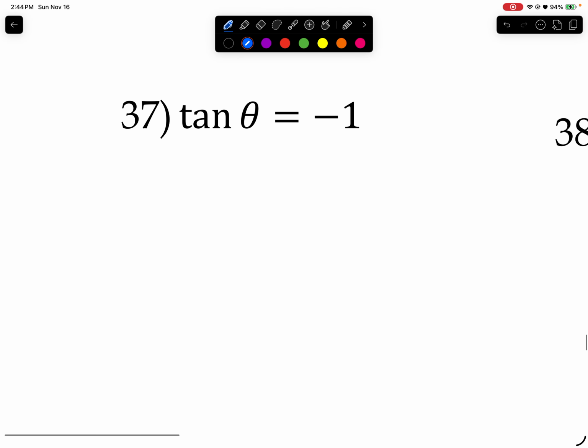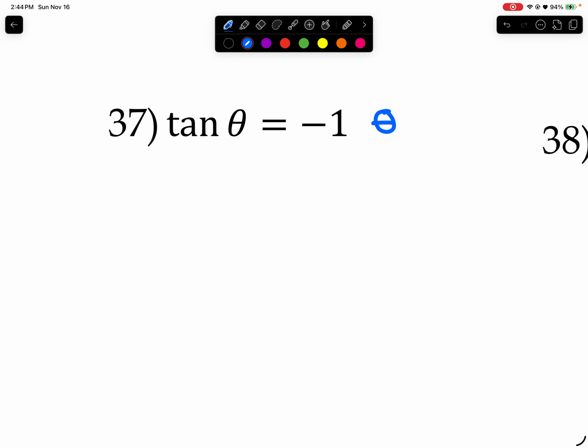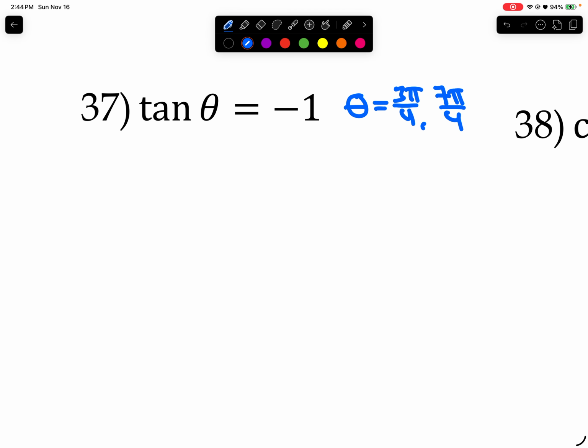Okay, and then tangent theta equal to -1. So that's going to happen at 3 pi over 4, but also at 7 pi over 4. So ask yourself, are these across from each other? Yes. So one equation or two equations? One equation. Plus pi k or plus 2 pi k? Pi k. So that means we want theta is equal to 3 pi over 4 plus pi k, where k is an element of the integers.